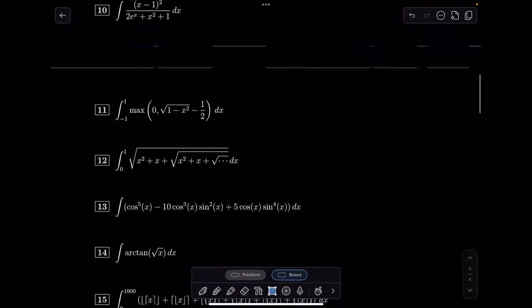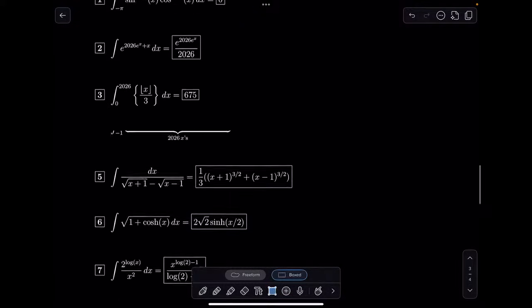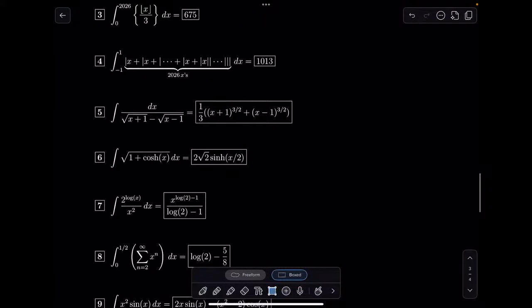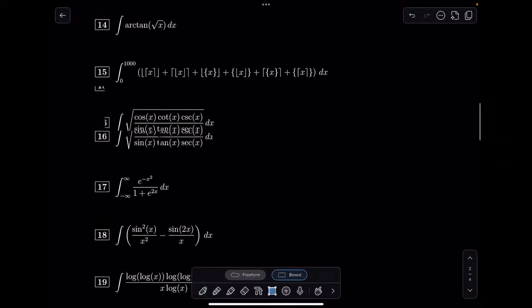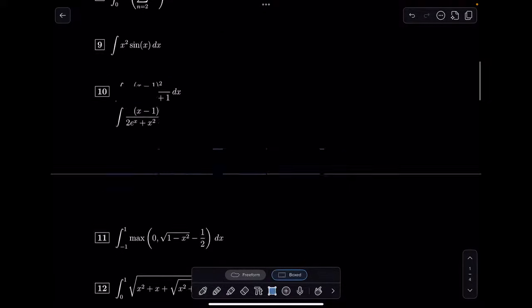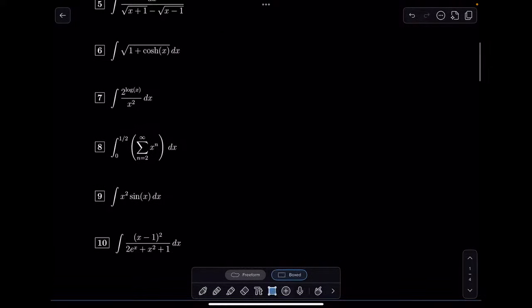Yeah, let's go to next one. And let's take the answer. X to the power ln 2 minus 1 by ln 2 minus 1, yeah. So the next problem is this sum, problem 8.